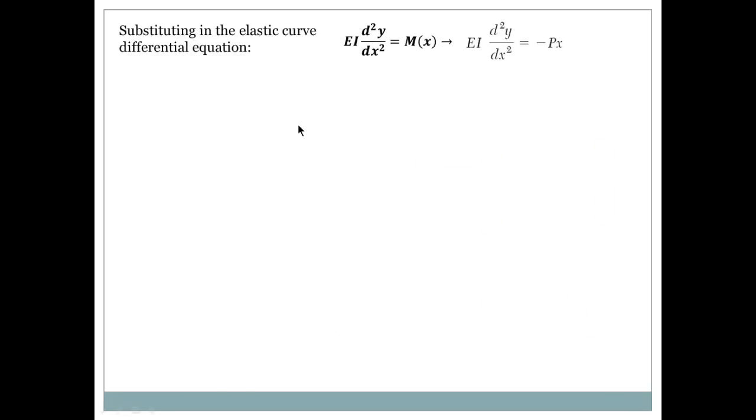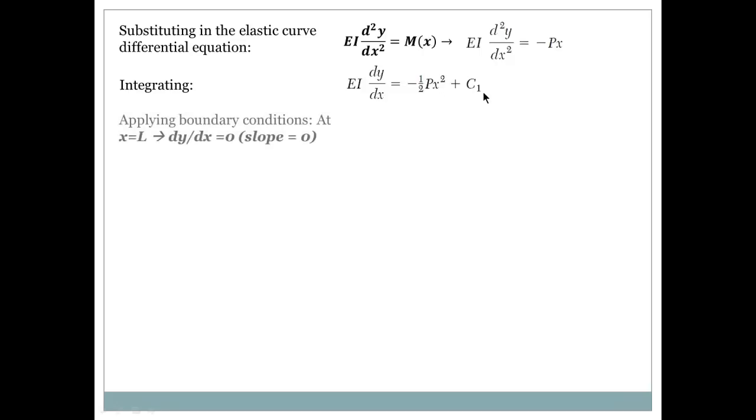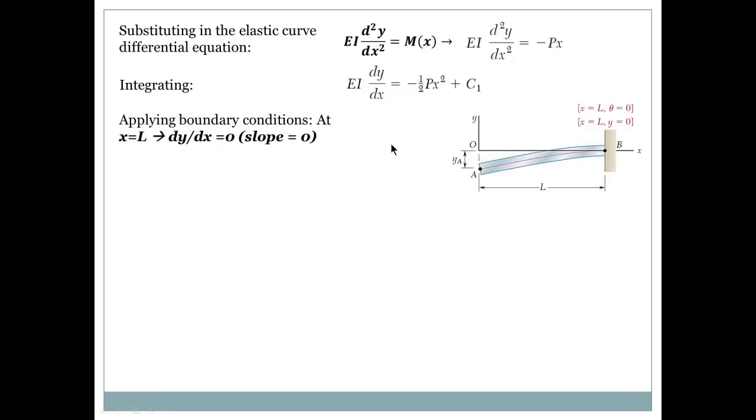Substituting in the elastic curve differential equation, remember EI second derivative equals M(x). So EI second derivative equals minus Px. That's the one we got a moment ago. Integrating, now I'm going to integrate it twice. This is the first integration: minus 1/2 Px squared plus C1. I can continue integrating, or I can apply the first boundary condition. It's up to you. The way I did it for this example, I applied the boundary condition directly after the first integration.